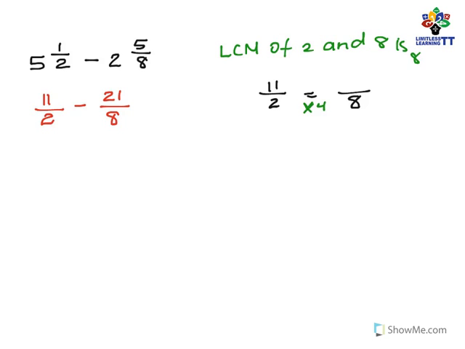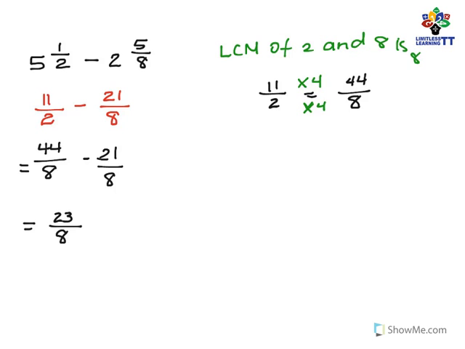So 2 times 4 gives me 8. I multiply my numerator by 4. 11 by 4 is going to give me 44. So 11 over 2 as a fraction over 8 is going to be 44 over 8. So now I replace this: 44 over 8 minus 21 over 8. And that's going to be the same thing as 44 minus 21, which gives me 23 over 8.